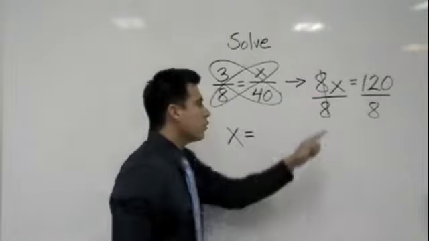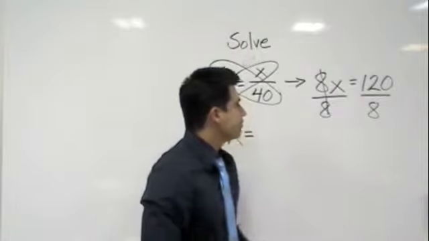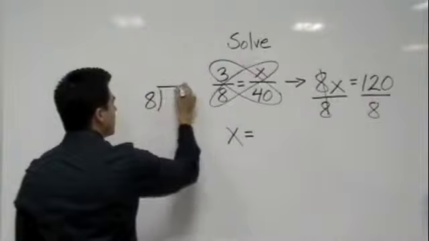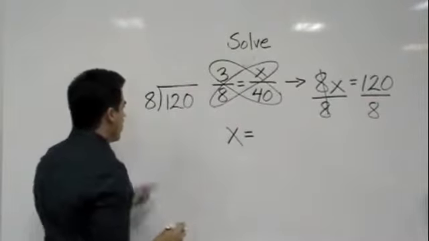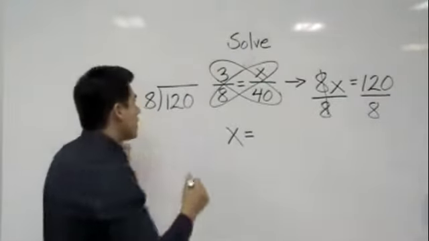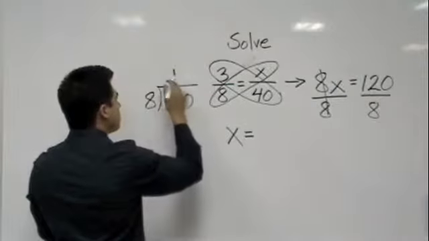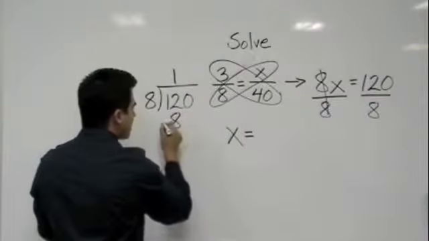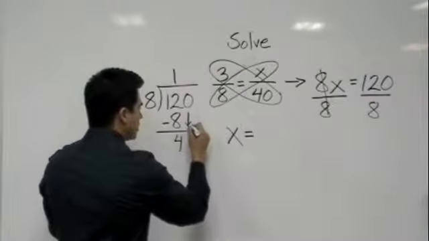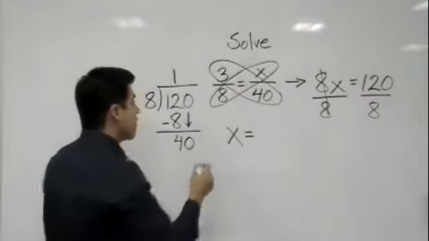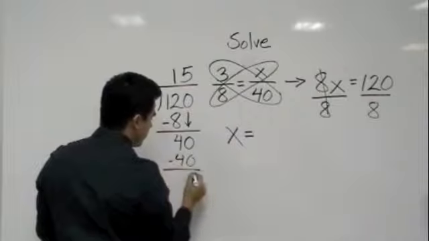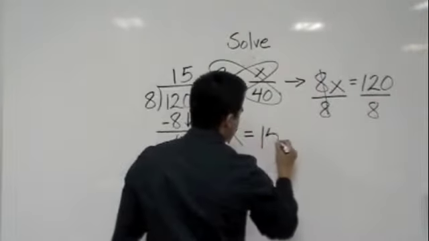Let's go ahead and bring our work down here now. X is equal to 120 over 8. Well, we're going to have to go ahead and divide that. Let's see. How many times does 8 go into 120? Well, 8 goes into 1 0 times. 8 goes into 12 1 time. So now we go ahead and multiply 8 times 1, which is 8. Subtract, that will give me 4, and then you bring down the 0. 8 goes into 40 5 times. 8 times 5 is 40. Hey, what do you know? X equals 15.